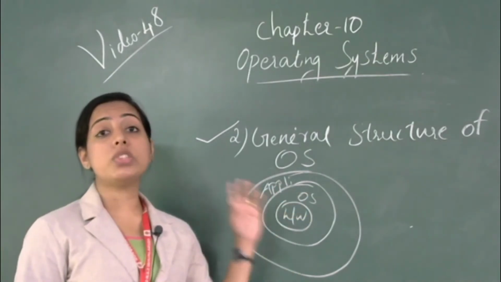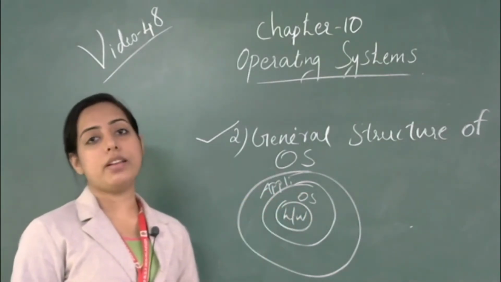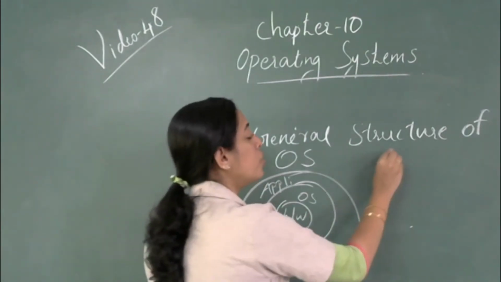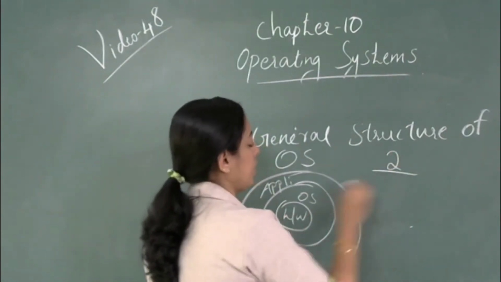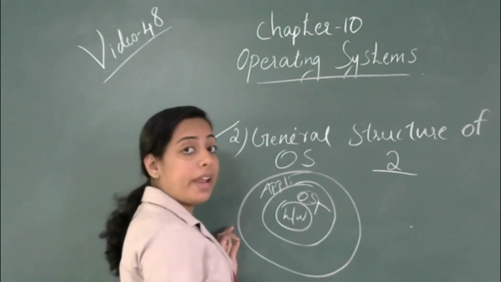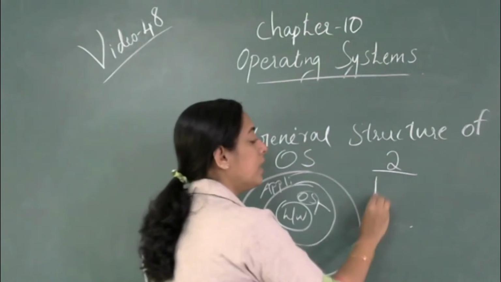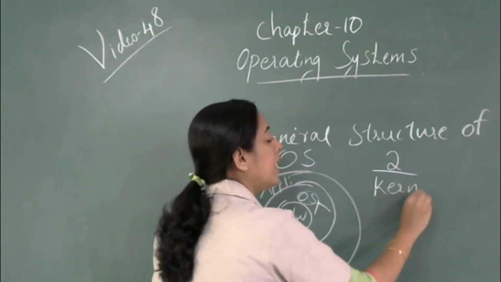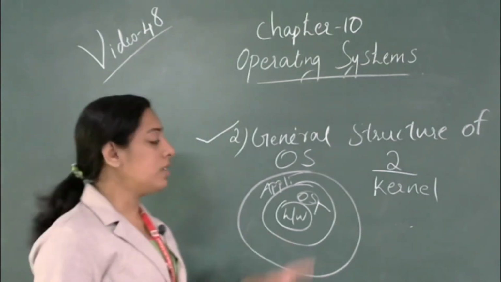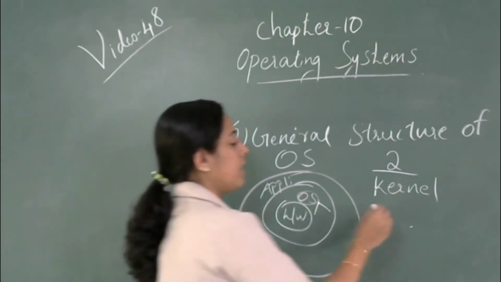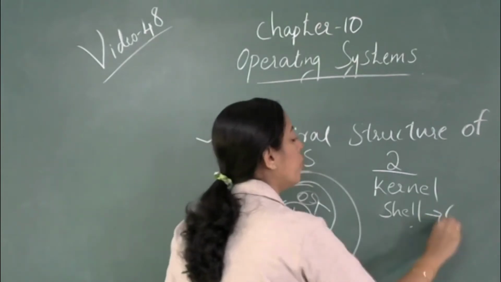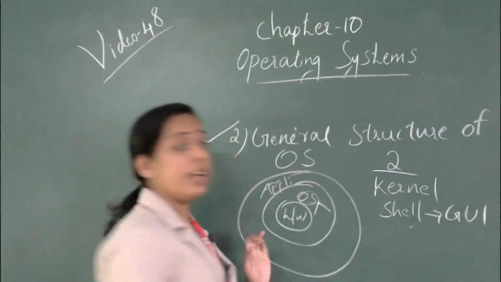And what will be the general structure of the operating system? The operating system comprises two main parts. One is the kernel. Kernel means a set of programs that make this operating system work. And the second one is the shell. Shell means the GUI, graphical user interface.